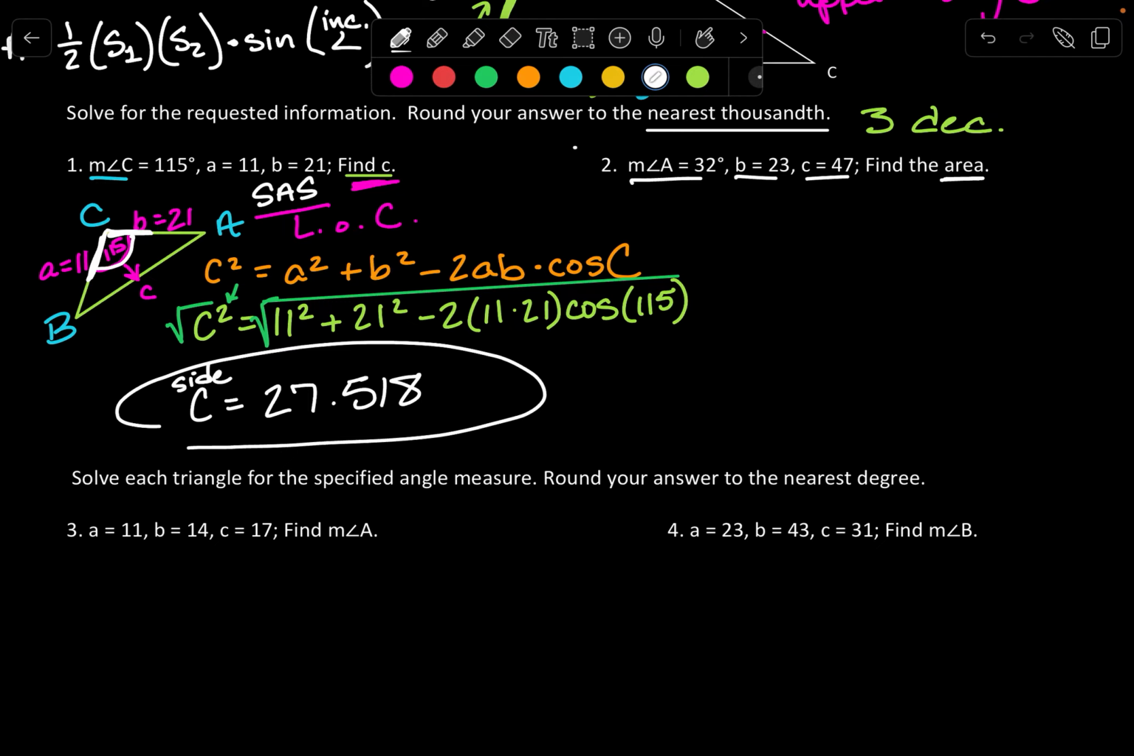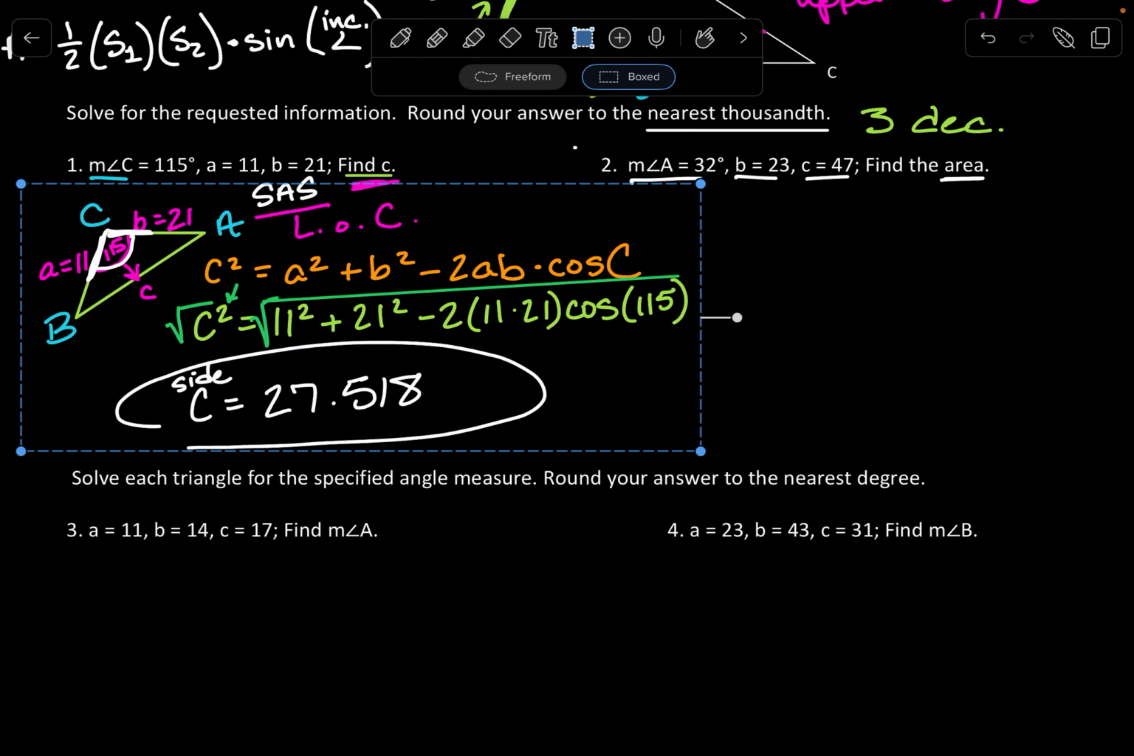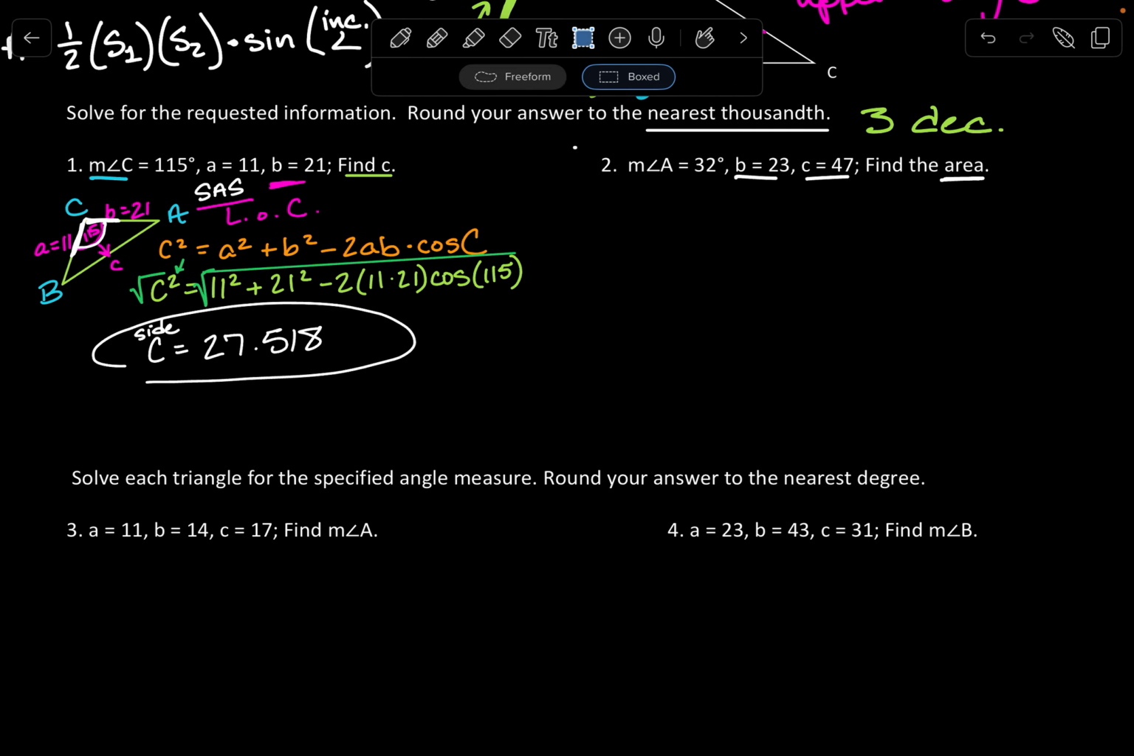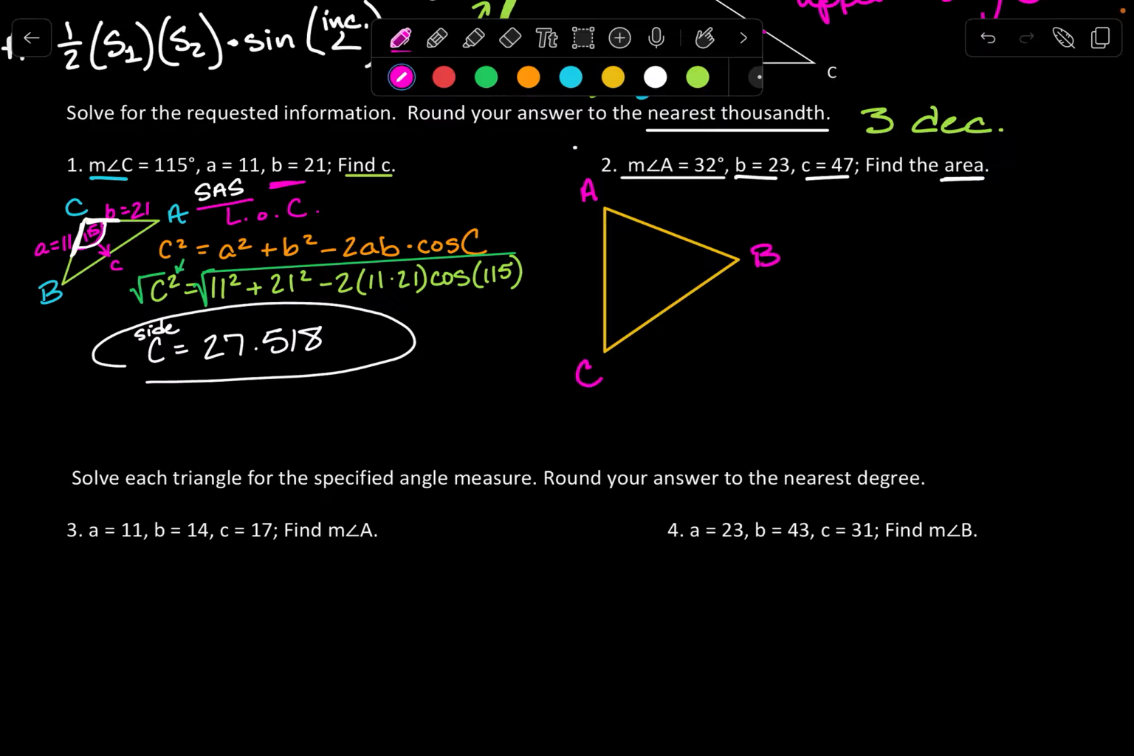Now, for this next question, we are looking for our area, which is what I just did by mistake on question number 1. So we need to take the information that is given, and just like always, if it helps, draw a triangle to organize your thinking. We're going to label it A, B, C. We know that angle A is 32 degrees. Side B, which is across from B, is 23. And side C, which is across from C, is 47.